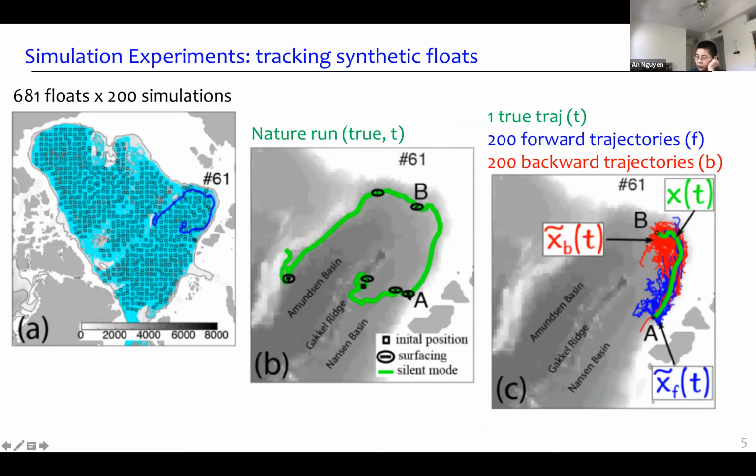Where you see the ovals, that's where it can surface. So for example, in this section A to B, you only surface here and there, and everywhere in between is when we don't know where the position might be. That's shown here in green, the true trajectory. And then these are the simulated ones based on advection. You can see the position error can start growing, with unknown errors. From there, you in fact have 200 backward trajectories and 200 forward trajectories. So for every single float, you generate a lot of error statistics you can compute.